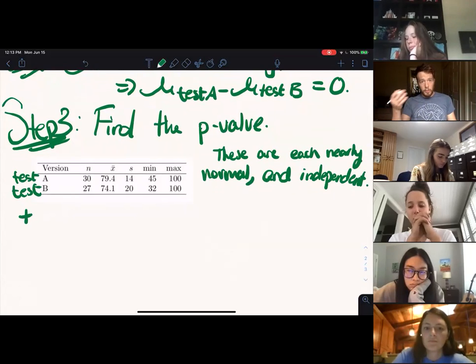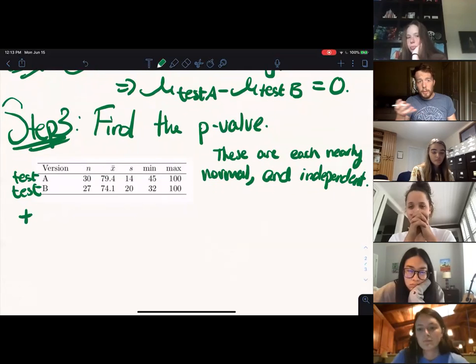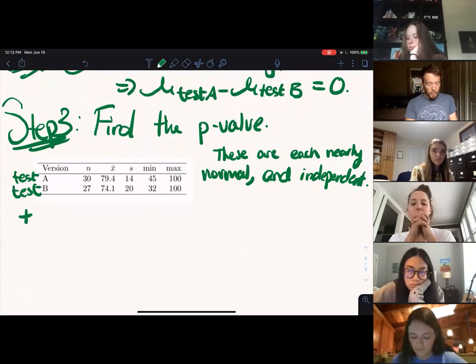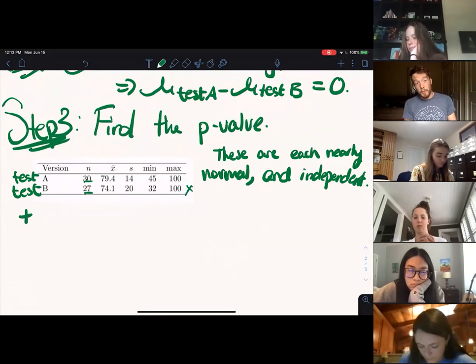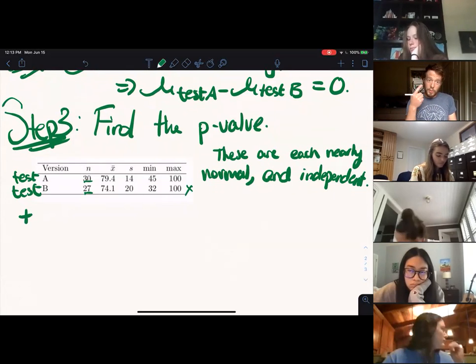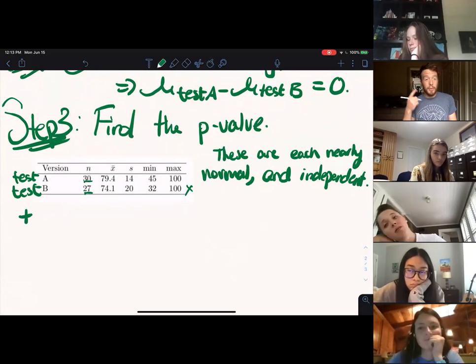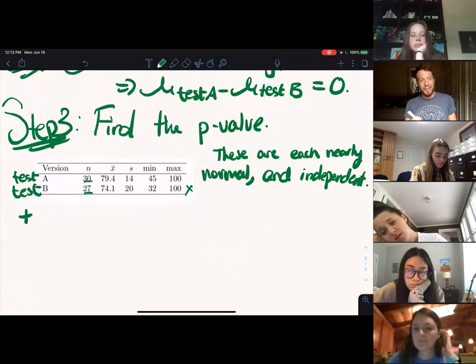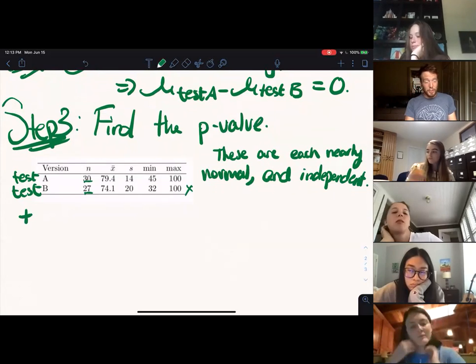The first thing we always do is we check our assumptions. But what are the relevant assumptions here? If we were doing difference of two means for non-paired data, we would need that each of their sample sizes are greater than or equal to 30. But that's not the case for test B. We only have a sample size of 27. So there was something that we did when our sample sizes were too small. We used the t-test. We used the t-distribution, and we checked the assumptions for the t-distribution.